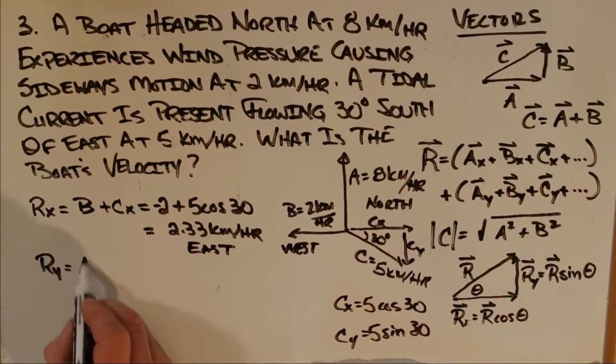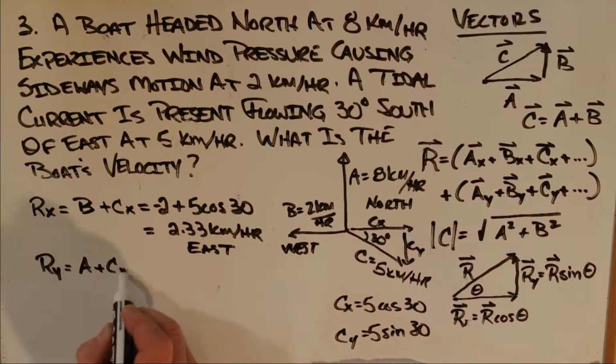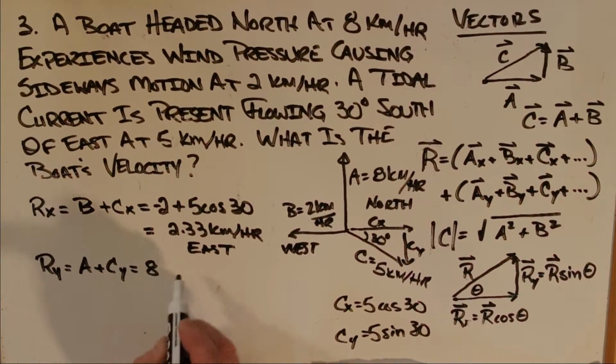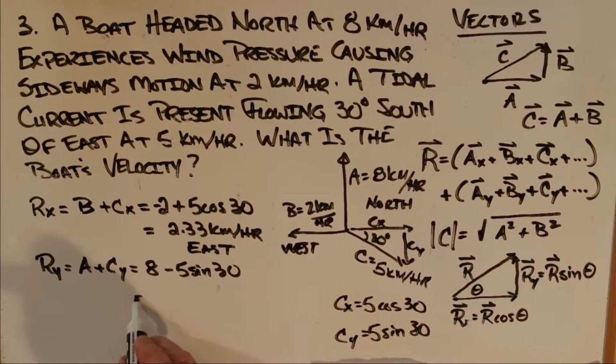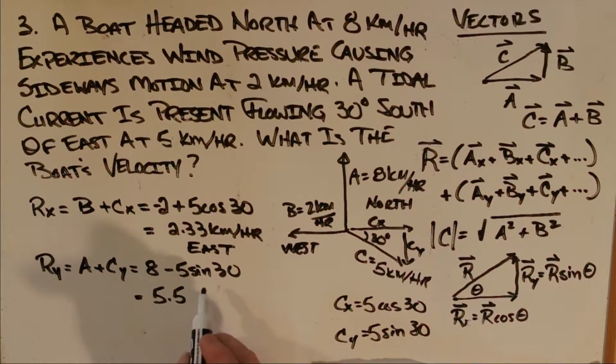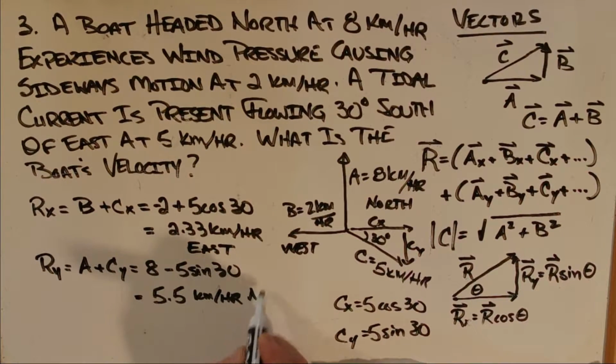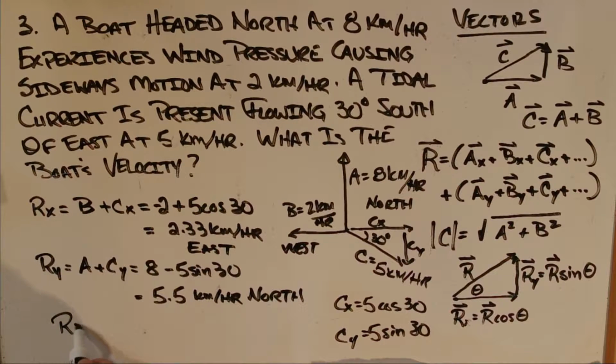And the direction, of course, to make it a vector, r sub y, or r in the y direction, will be a plus cy, or c in the y direction, which is 8 minus 5 times the sine of 30. And when we punch the numbers in the calculator, we come up with a numerical value of 5.5 kilometers per hour.